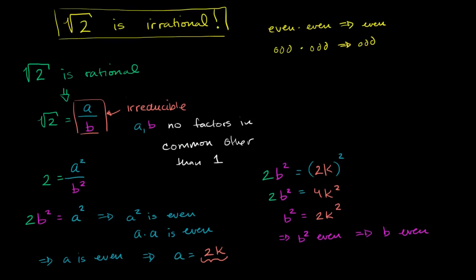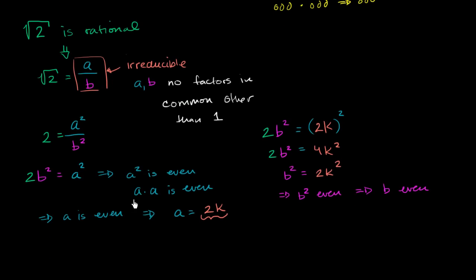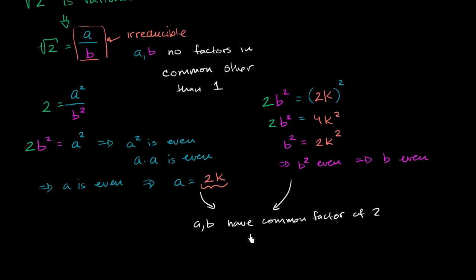So let me write this down, just to make it clear. From this and this, we have a and b have a common factor of 2, which means that a over b is reducible, and so that's the contradiction.